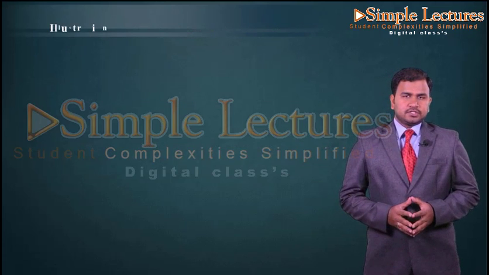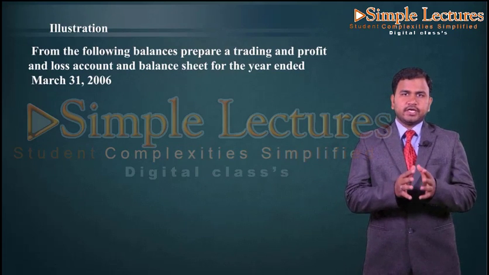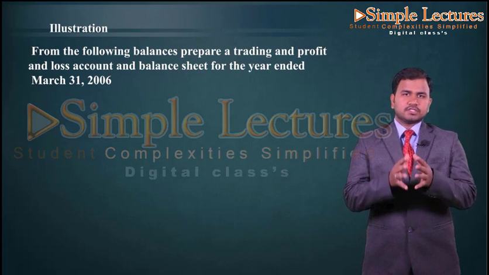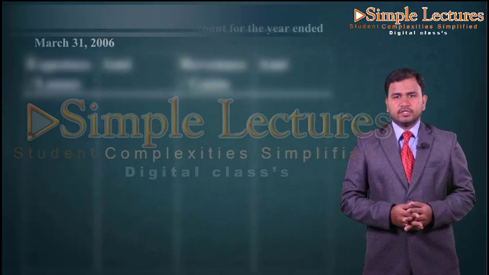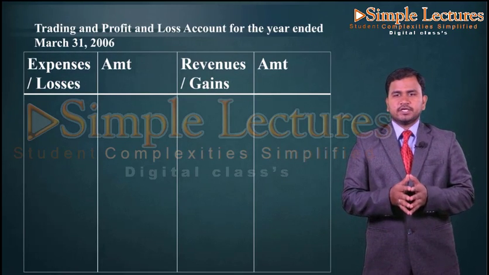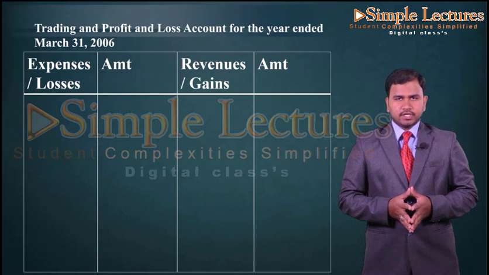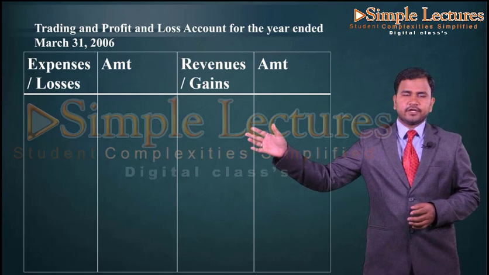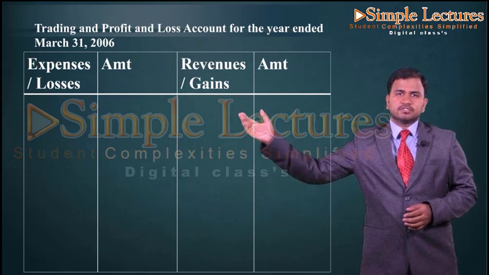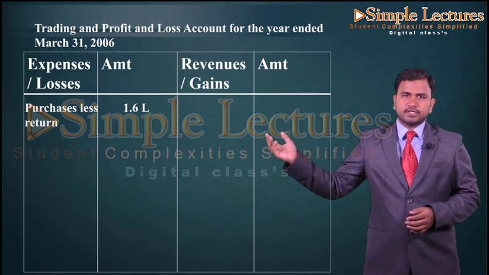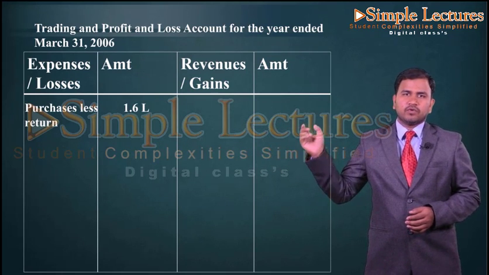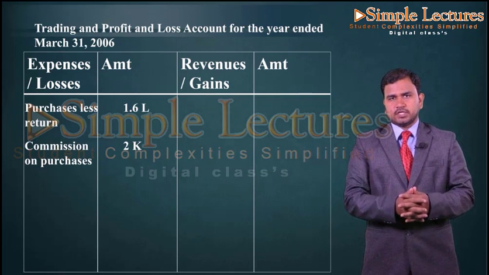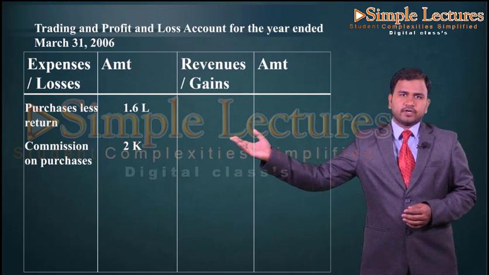Now let us take the illustration from which we have to prepare a trading and profit and loss account and balance sheet for the year ended March 31st, 2006. So here we have purchases less returns, which is 1,60,000, that we are going to record initially in the debit side, or in the expenses column. So it will be purchases less returns. In the amount column we are going to record 1,60,000.